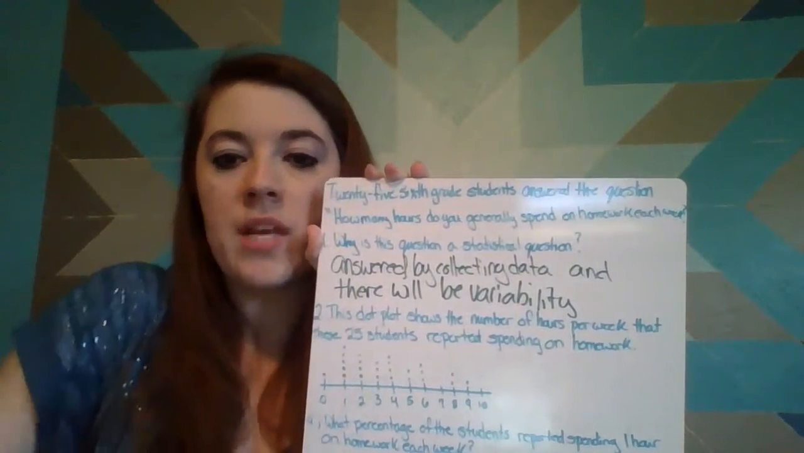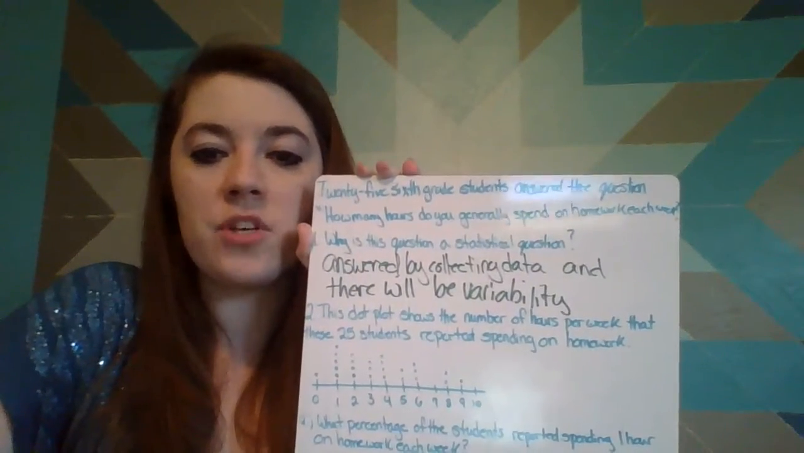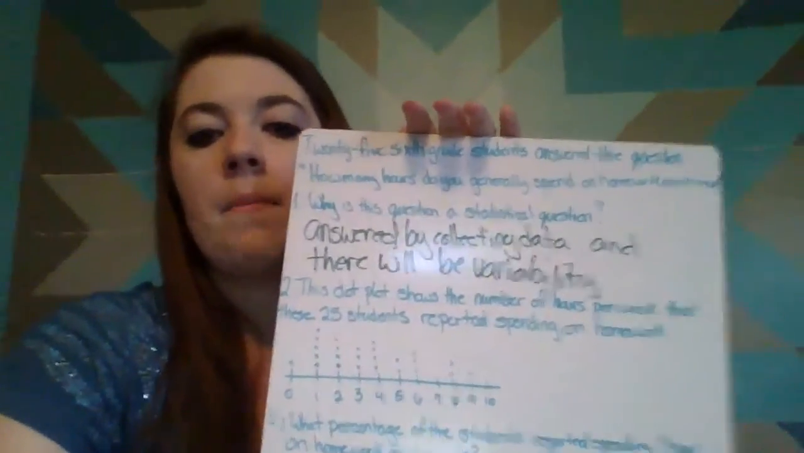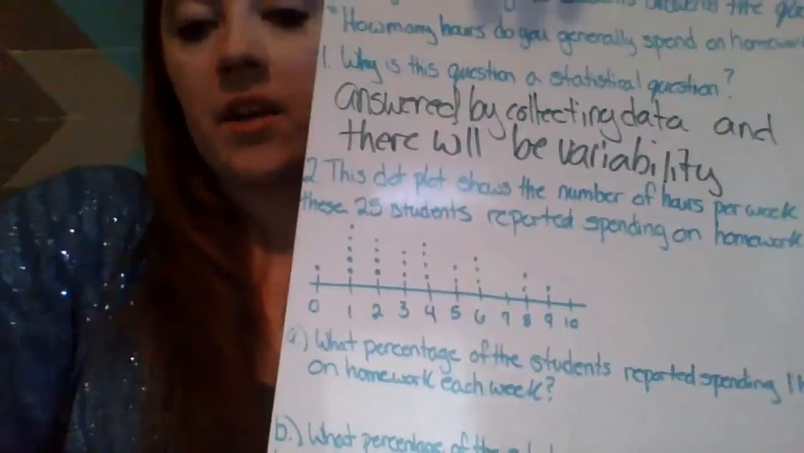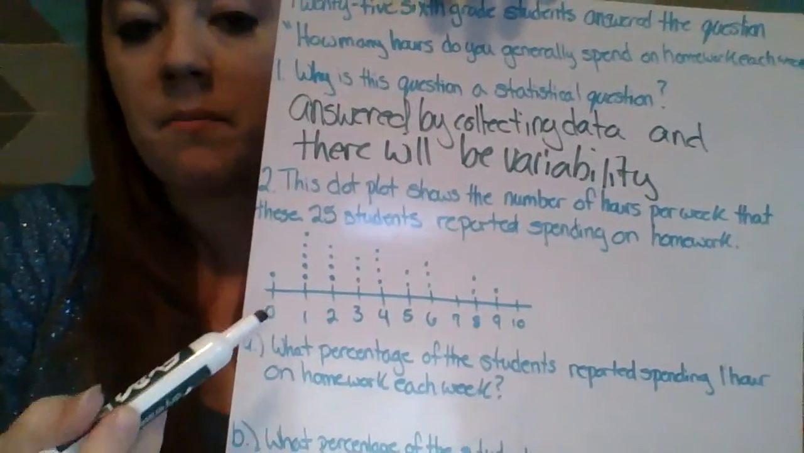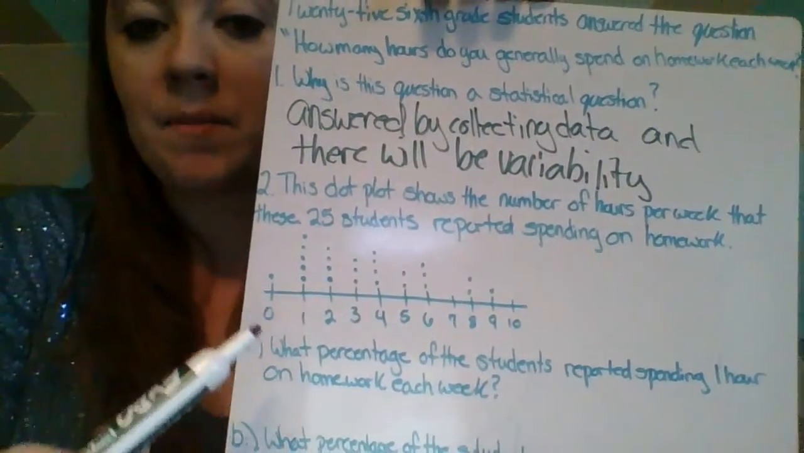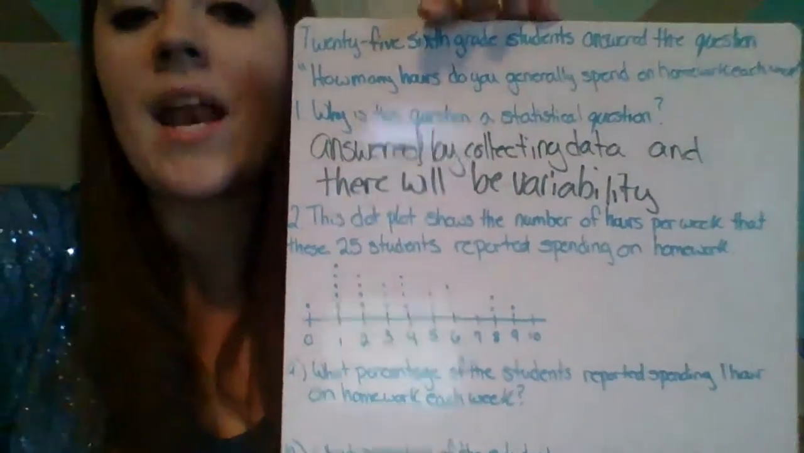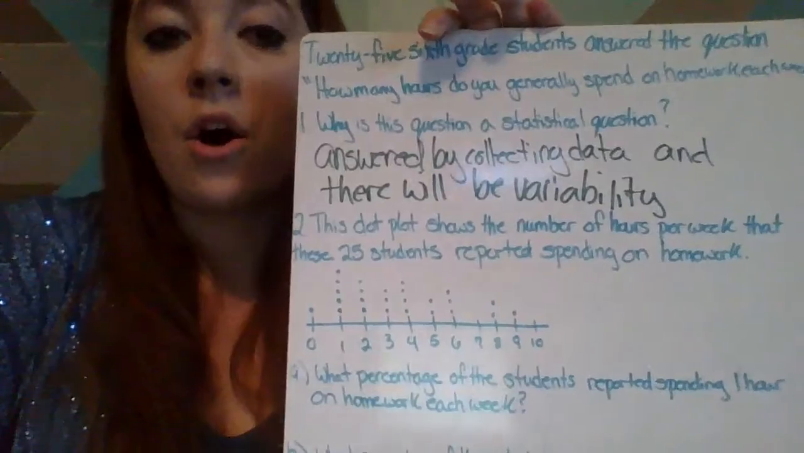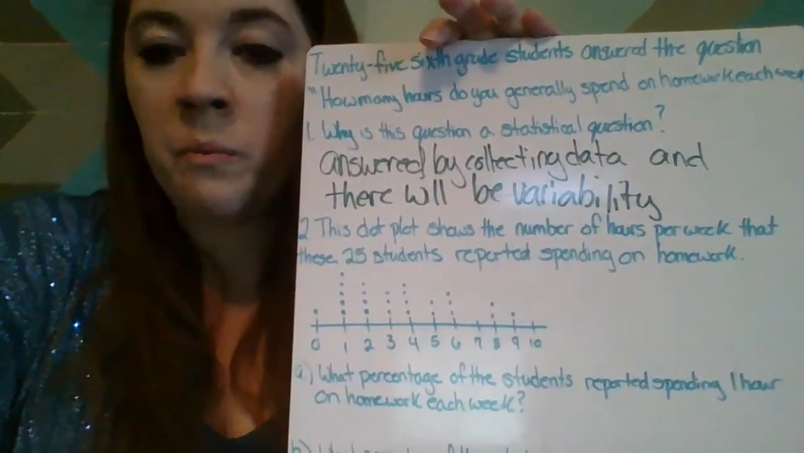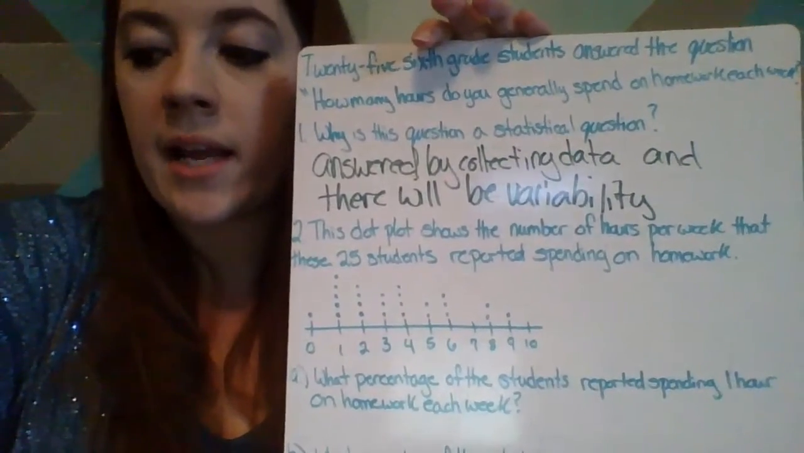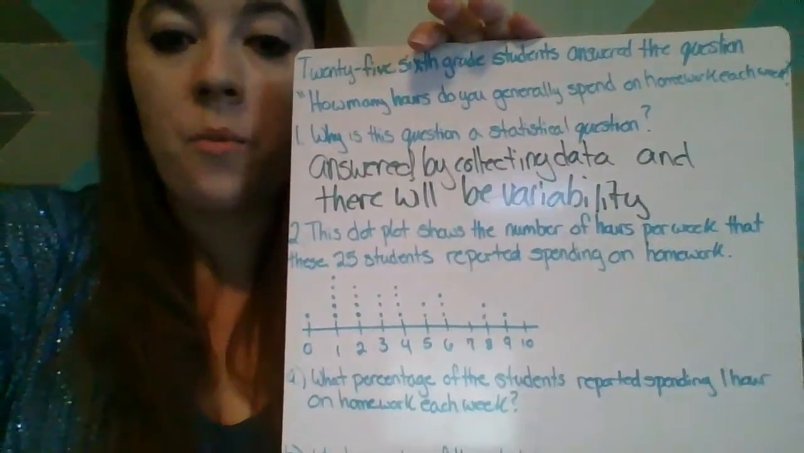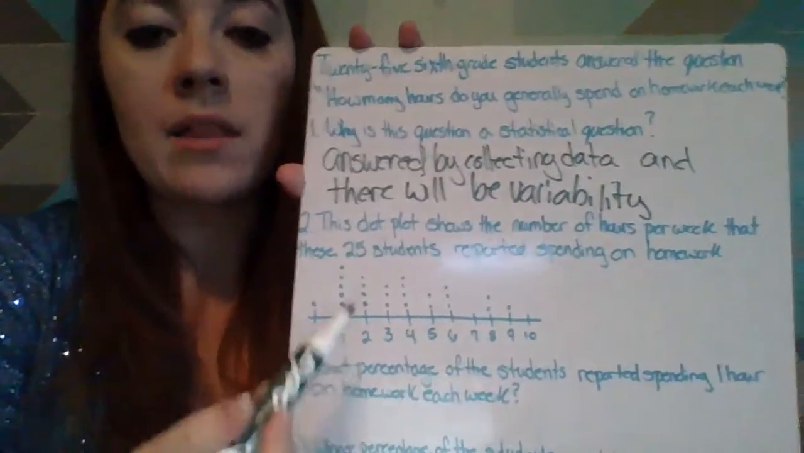This dot plot shows the number of hours per week that these 25 students reported spending on homework. I'm going to get this a little closer so you can see it a little better. So there's our dot plot. We had one student say that they spent 0 hours, and the highest we went up to was one student who said they spent 9 hours a week on homework. Using this dot plot, what percentage of the students reported spending 1 hour on homework each week? We only want to look at the 1 hour.